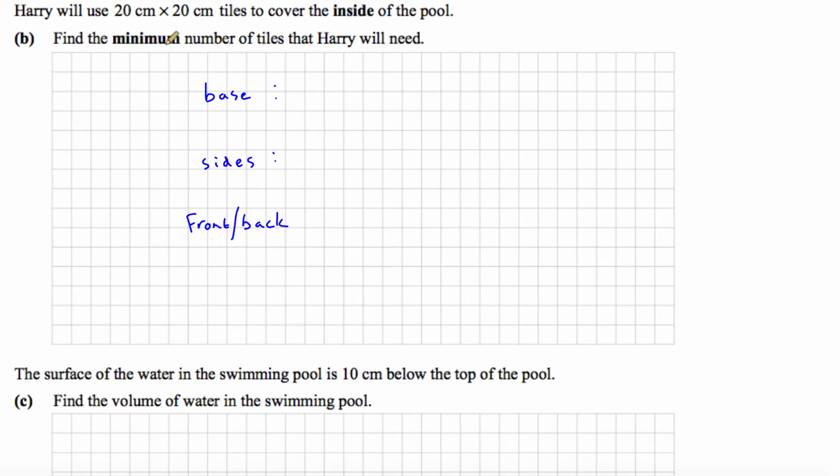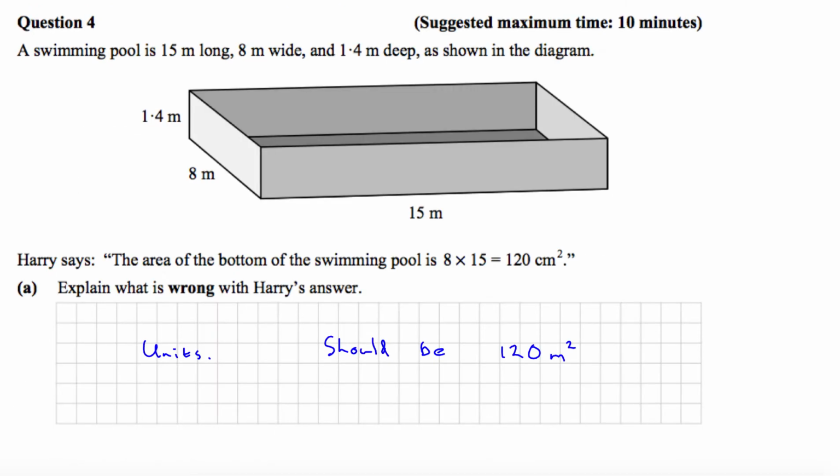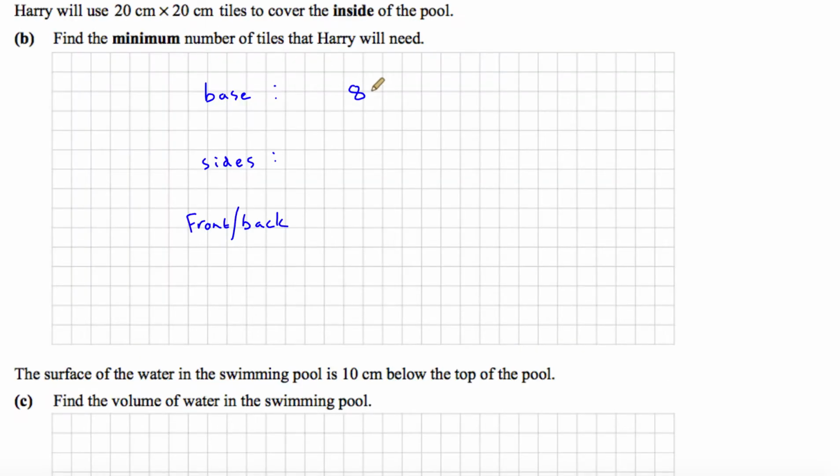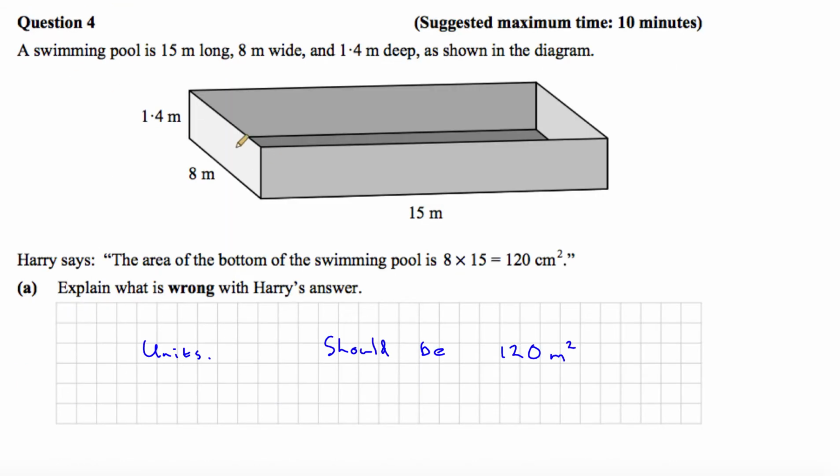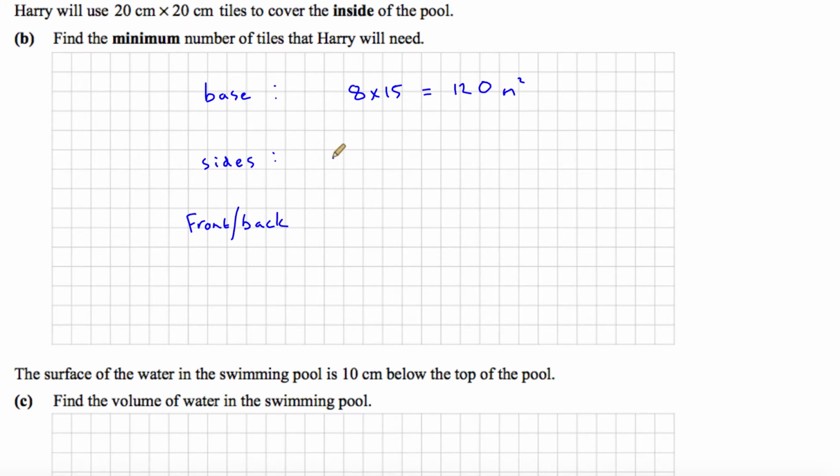Okay, now I'm going to keep all my units in meters because that's what the original dimensions were given in. So for the base, it was 8 by 15, which we already know, which was the 120 meters squared. Then we have the sides. So we can see here the sides are 8 by 1.4. And there's two sides, so it's going to be 2 times 8 times 1.4. On the calculator that gives us 22.4. Again, that's meters squared.